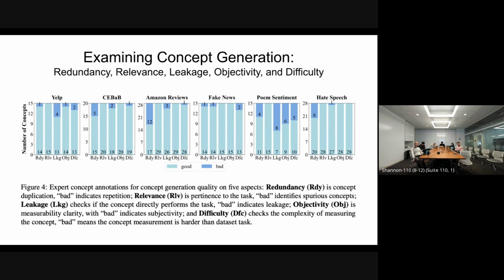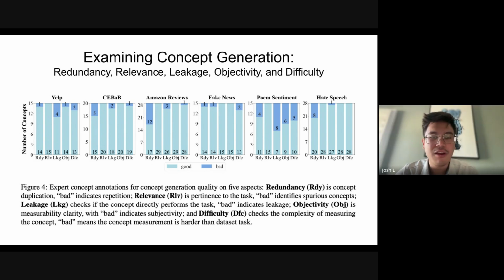How do you score these things? Is this by hand? Yeah. So we had 3 authors on the paper go through each of the concepts and annotate whether this potential concept is problematic on this domain or not.